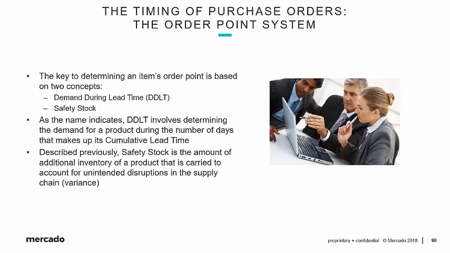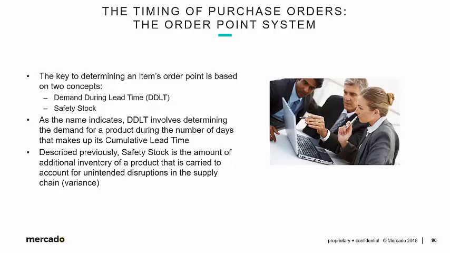Here's where things start to get interesting. The key to determining an item's order point is based on two concepts: what's referred to as demand during lead time, DDLT, and safety stock. As the name indicates, demand during lead time involves determining the demand for a product during the number of days that makes up its cumulative lead time. This will start to make a lot more sense in a minute, but order point depends upon knowing the cumulative lead time and determining how much demand for a product we're going to experience during that lead time.